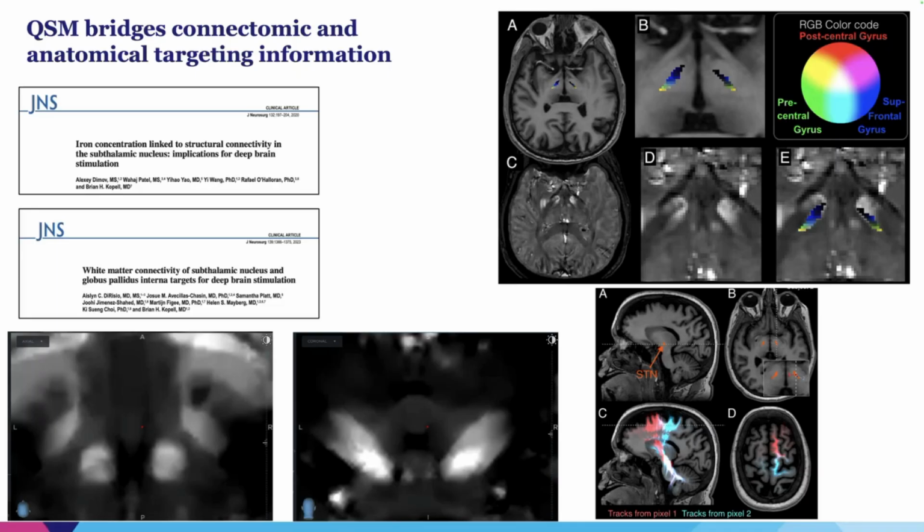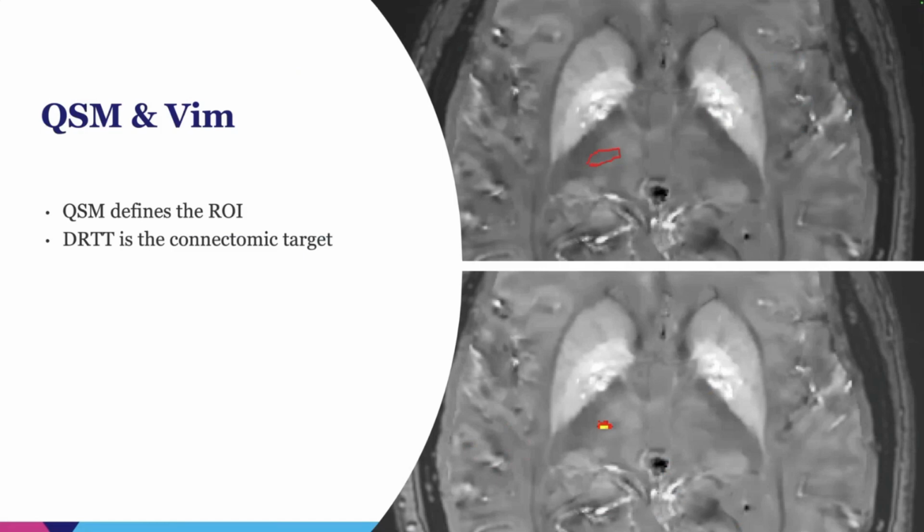So again, the fact that QSM bridges that connectomic and anatomical targeting information is, in my opinion, very useful and impressive. With regards to the QSM use case, we typically use QSM to define the ROI for our seeds to generate tracks, and then the DRTT has become our sole way of targeting this nucleus for tremor, both in the focused ultrasound use case as well as deep brain stimulation.